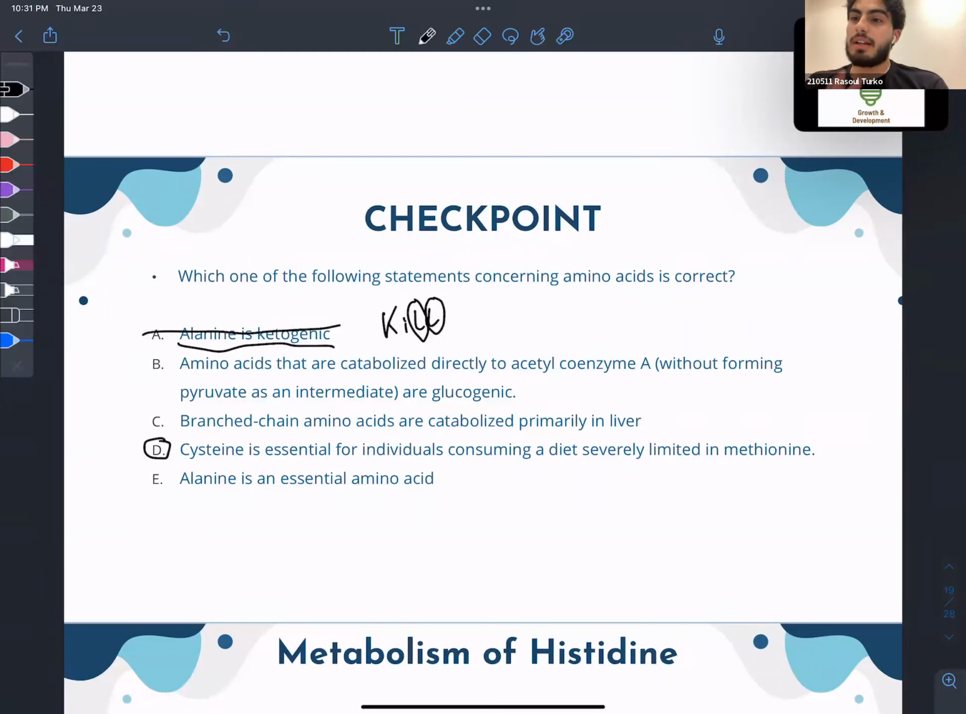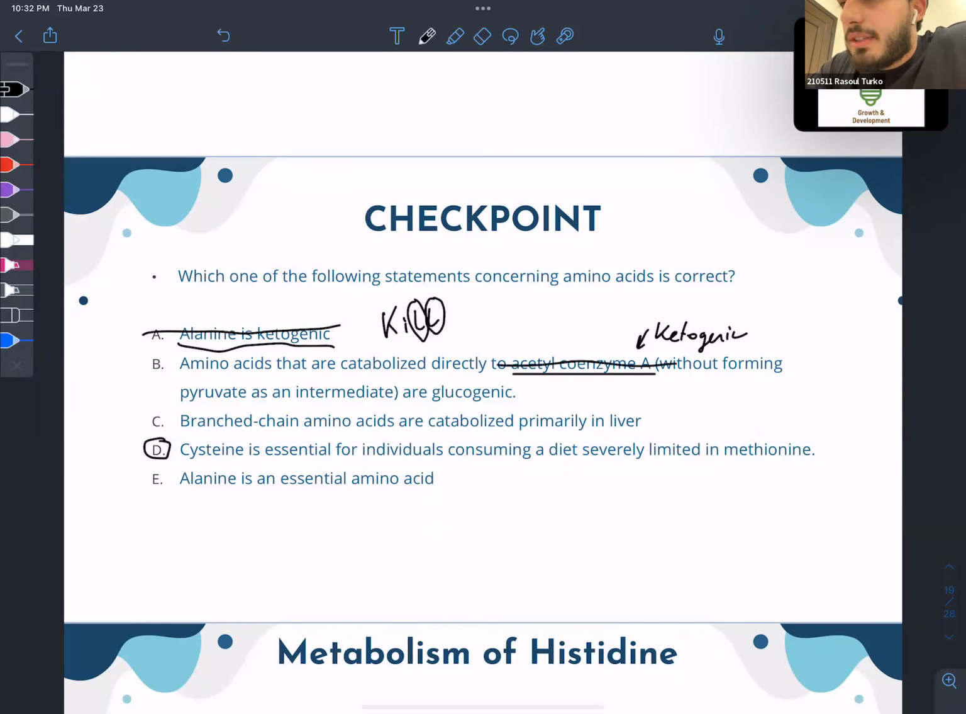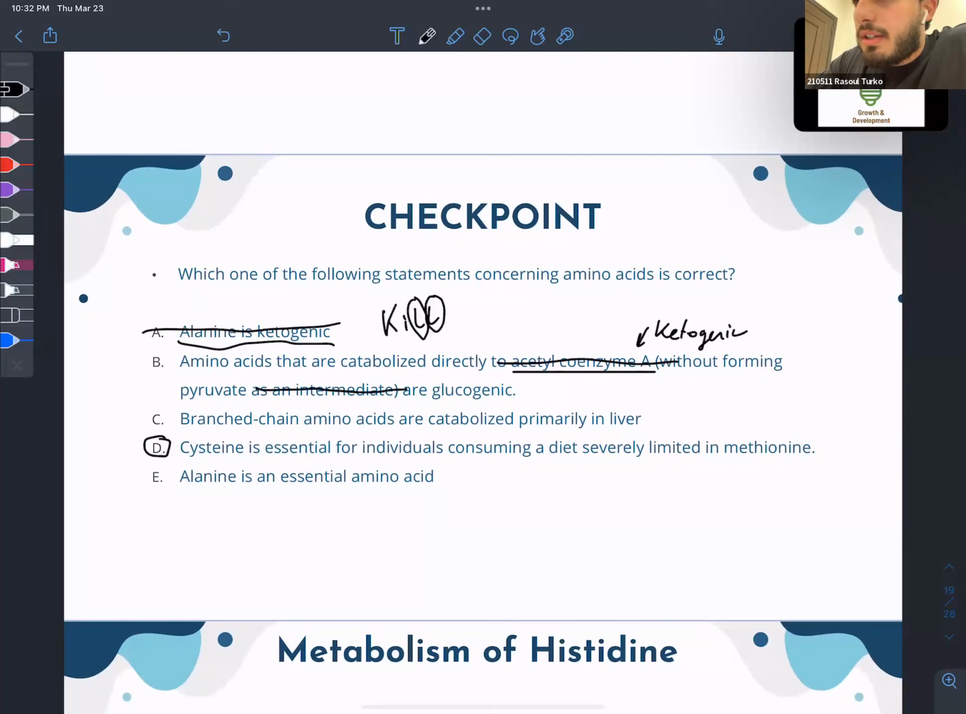B, amino acids that are catabolized directly to acetyl-CoA without forming pyruvate are glucogenic. That is also wrong. Why? Because amino acids that are catabolized to acetyl-CoA, that makes it a ketogenic amino acid, because acetyl-CoA is not part of the 5 intermediates that we talked about. Now, if they said the amino acids that are catabolized directly, let's say, to pyruvate, then it would be correct.